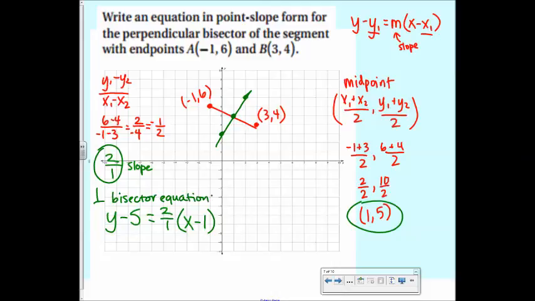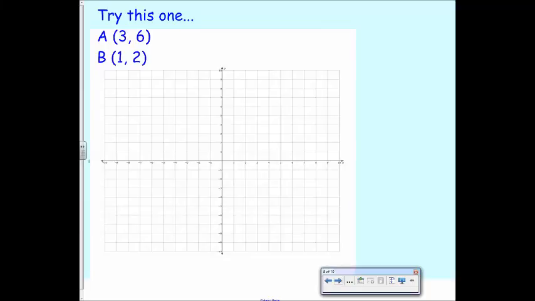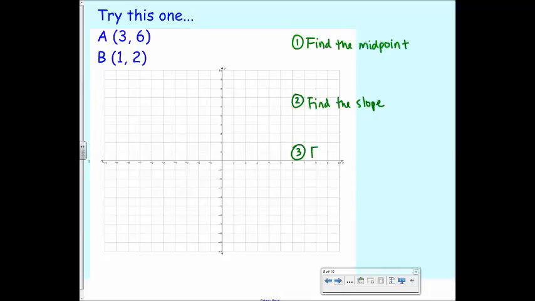So there are several steps there, and I'm going to write those down for you on the next slide so that you can try these. So the first thing you want to do is find the midpoint. The next thing you want to do is find the slope. The third thing you want to do is flip the slope to get the opposite reciprocal. And then the fourth thing you want to do is plug it in.